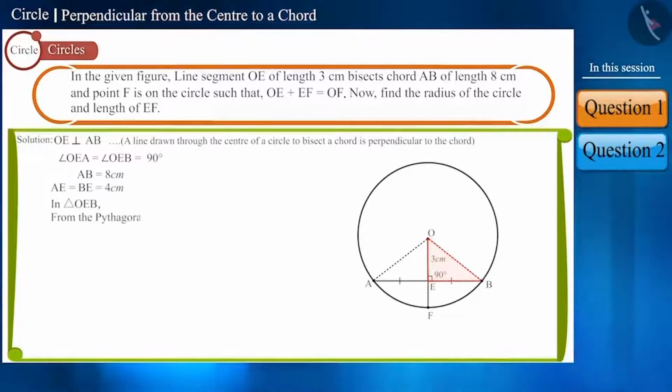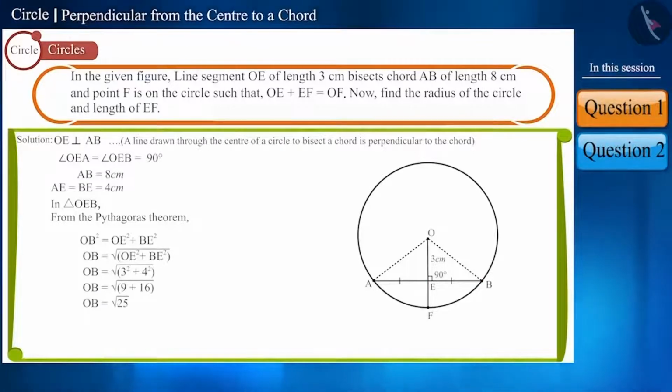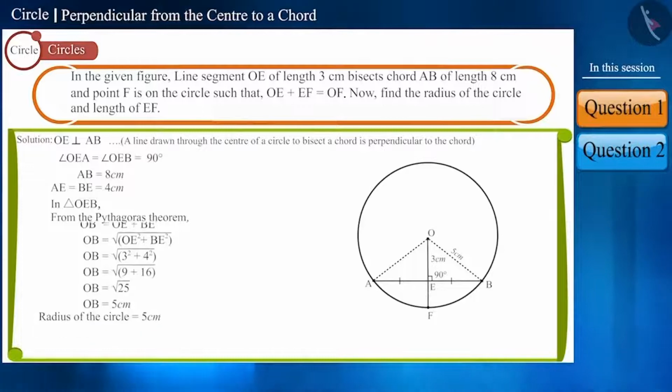Using the Pythagoras theorem in triangle OEB, we can write it in this way. We know the lengths of OE and BE. On simplifying it, we get the length of OB as 5 cm. In this way, we found the radius of the circle.